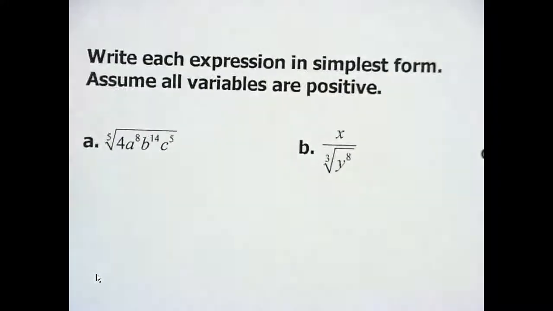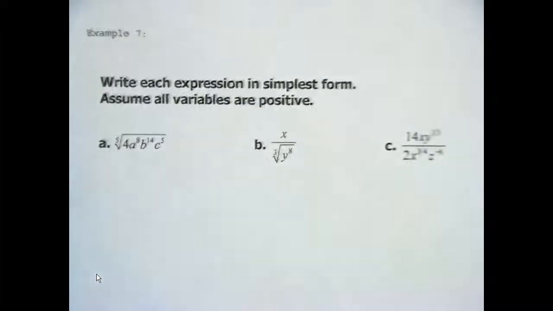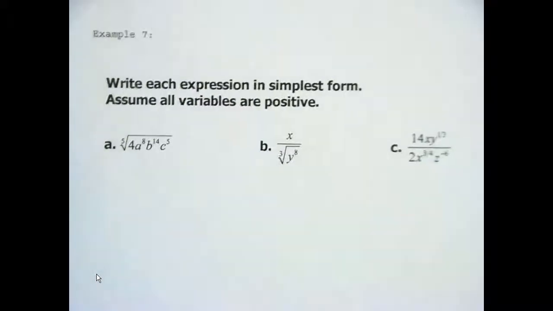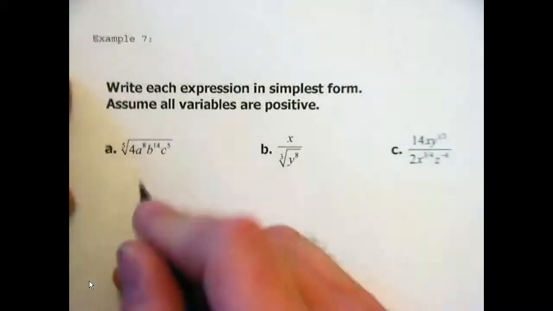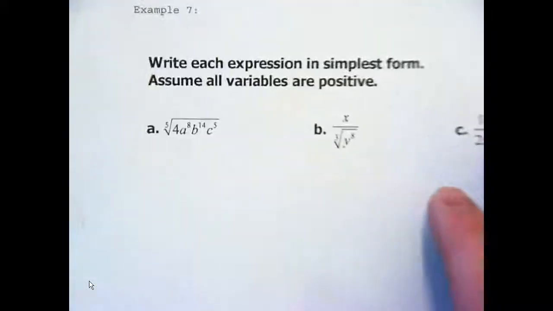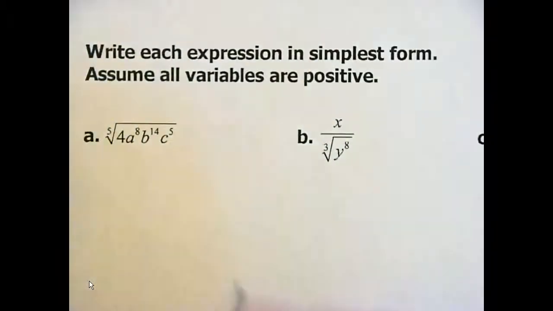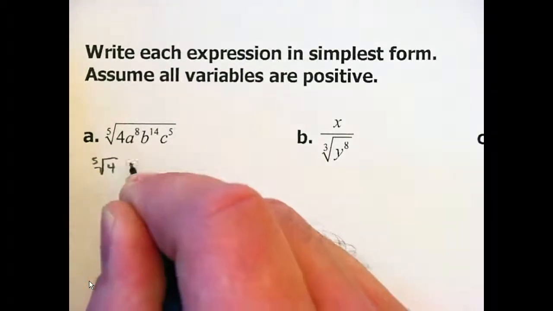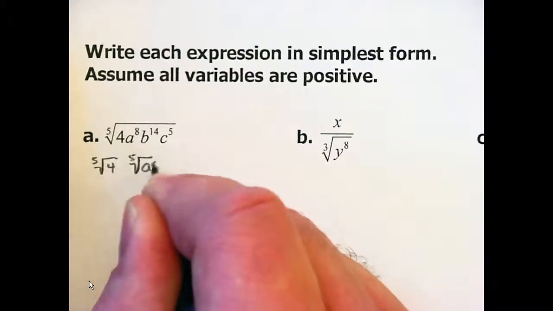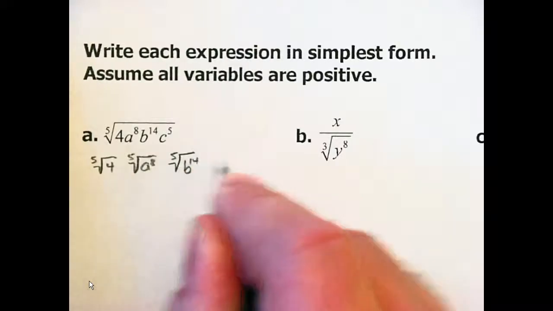So try example number 7. So Roy, this is going to kind of take into account a little of what you were talking about, I think. Okay? Guys, letter A first. I'm not going to go through the other ones yet, but let's look at letter A here. And I'm not going to group them right now, but if that's helping you, go for it. Okay, but when I'm looking at this, I'm going to break each apart. That's the 5th root of 4, the 5th root of a to the 8th, the 5th root of b to the 14th, and the 5th root of c to the 5th.